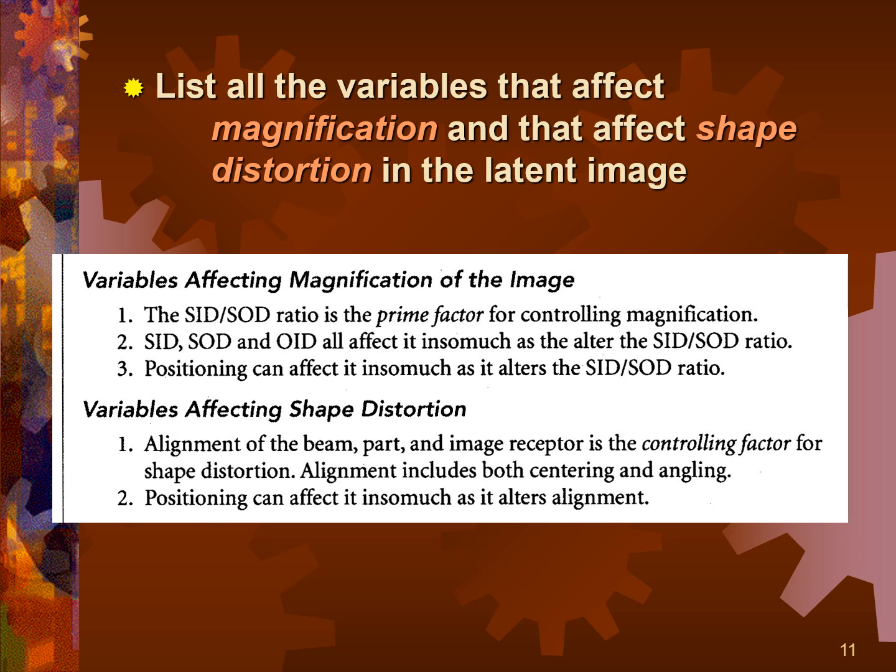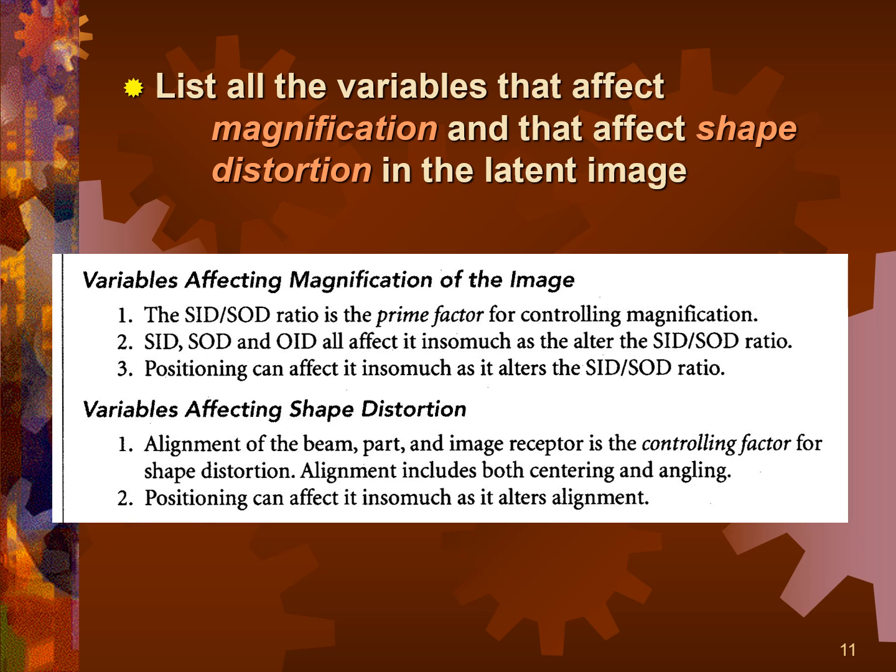All right. Magnification distortion, again, more of the geometry. SID over SOD is the magnification ratio. Okay. And so the object size times the SID over SOD ratio gives you the image size.